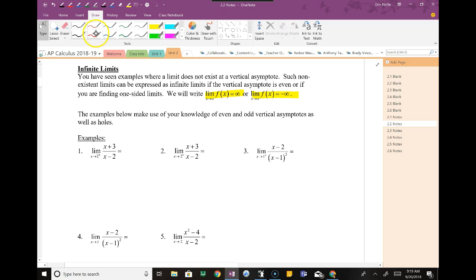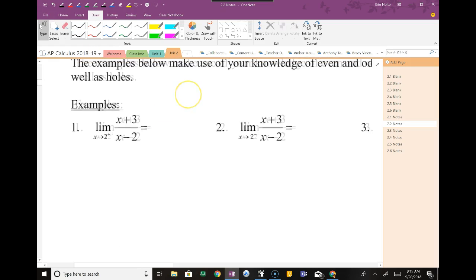Question number 1, they give us an example of a limit coming from the right. The very first thing we want to think about is if I plug 2 in, what happens? I get 5 over 0. I get a number over 0, so that tells me what's happening in the graph: we've got a vertical asymptote. And not only do we have a vertical asymptote, what kind of vertical asymptote do we have? Is it an even function or an odd?